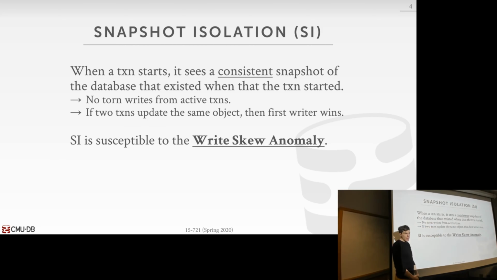Yes? Are phantoms possible? This question is, are phantoms possible under this? Yes. But in particular, it's susceptible to this write skew anomaly, which repeatable reads doesn't have. All right. So remember from the introduction class, we talked about dirty reads, unrepeatable reads, and the other conflicts you can have. Write skew is actually very specific to snapshot isolation that you get in a multi-version system.